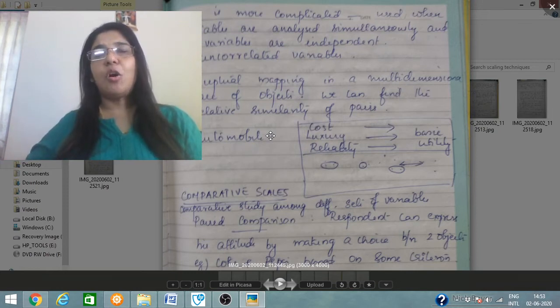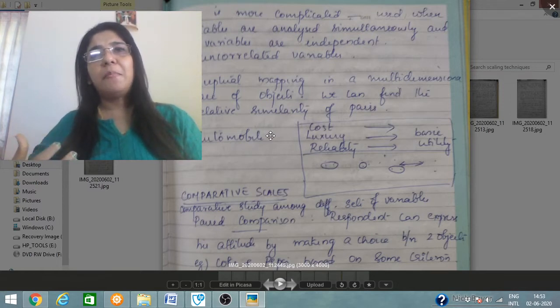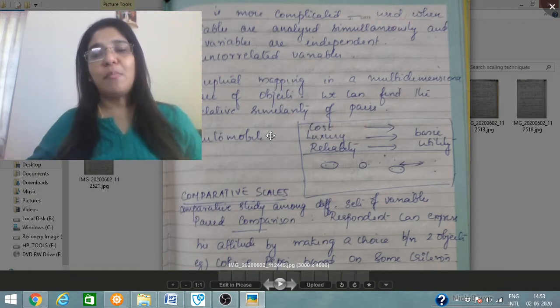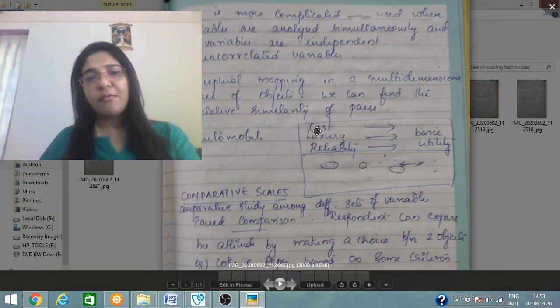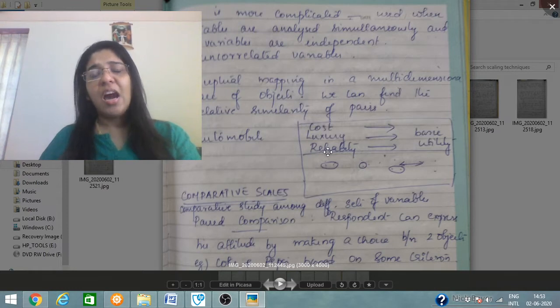So think about the automobile industry. You take Maruti or you take Hyundai, etc. They have n number of variants. So how do people perceive automobiles in their mind? So I require a space to map it. Some of the variables which I consider are cost, from higher cost to lower cost, from higher luxury to lower luxury, higher reliability to lower reliability, etc.